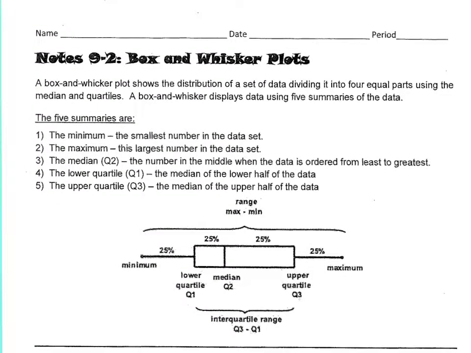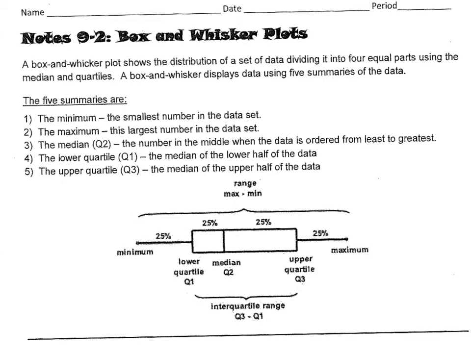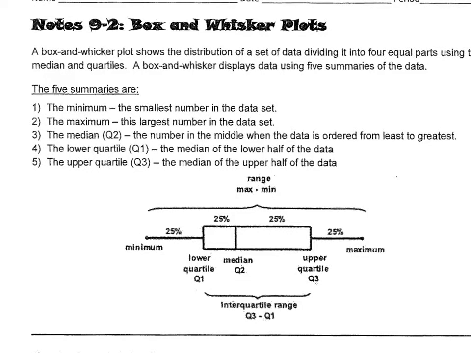Okay, a box and whisker plot shows the distribution of a set of data, dividing it into 4 equal parts using the median and what they call quartiles. A box and whisker displays data using 5 summaries of the data. So the minimum is just like it sounds, the smallest number in your data set when they give you a set of numbers. Maximum is the biggest number.